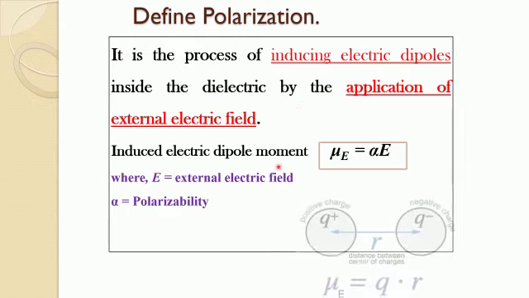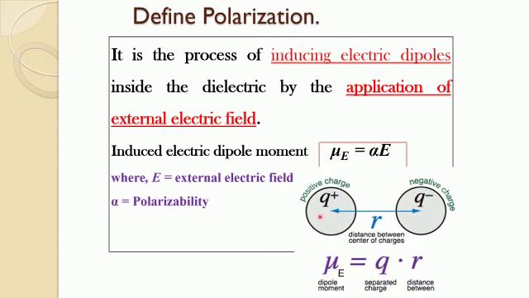What is an electric dipole? The two charges plus q and minus q separated by a small distance r constitute an electric dipole, and it is denoted by mu suffix E, the product of the charge and the separation distance. The electric dipole induced in a dielectric is always proportional to the applied electric field, and it is given by mu_E = alpha E, where alpha is the proportionality constant called polarizability.